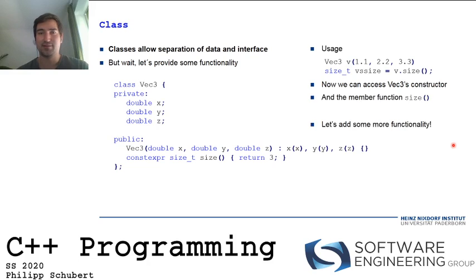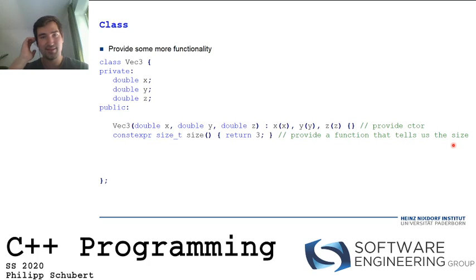All right, so let's add some more useful functionality. Let's provide an even better interface. Maybe let's add some more functions. Let's also provide a default constructor. A default constructor is a constructor that takes no arguments. And in case someone uses the default constructor, let's initialize all the member variables to 0.